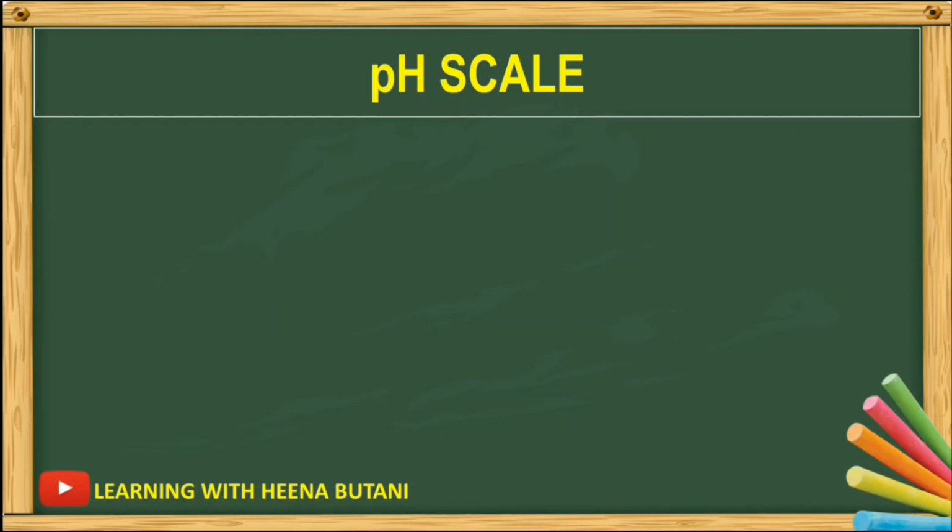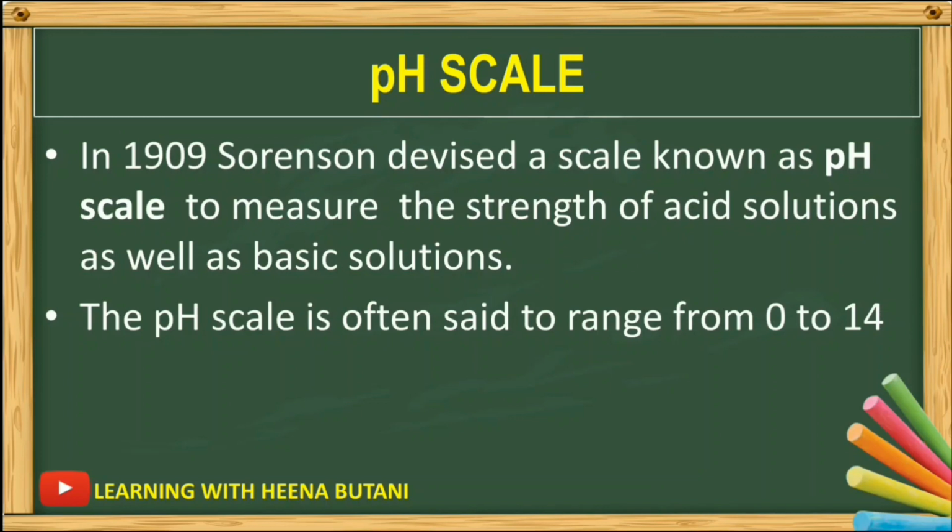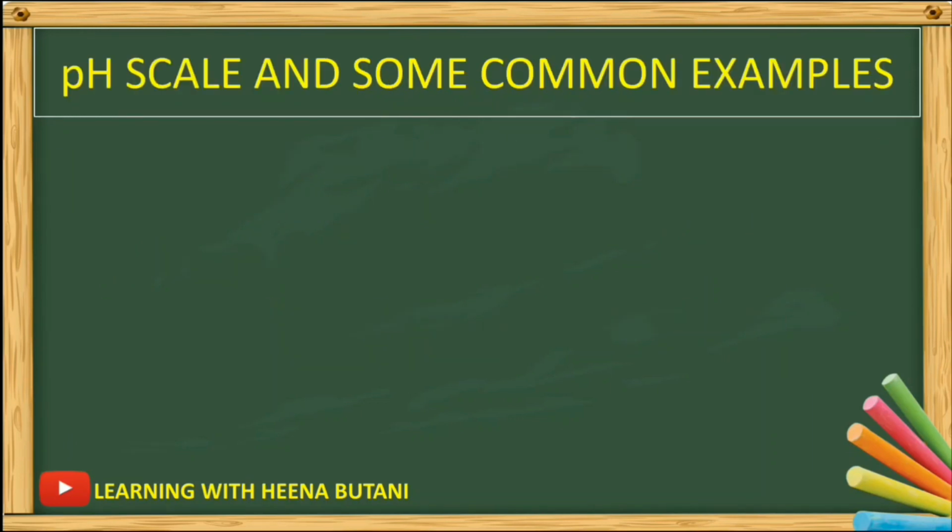pH scale. In 1909, Sorensen devised a scale known as the pH scale to measure the strength of acidic solutions as well as basic solutions. The pH scale is often said to range from 0 to 14.